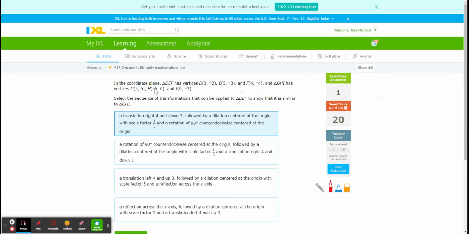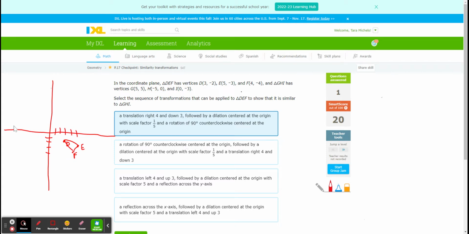So let's look at this one here, for example. In the coordinate plane, DEF has these vertices. So let's just draw ourselves a picture to understand what these look like. So we draw a coordinate plane here. D is at 1, 2, 3, -2. There's D. E is at 5, -3. E. And then F is at 4, -4. There is F. Cute little triangle.